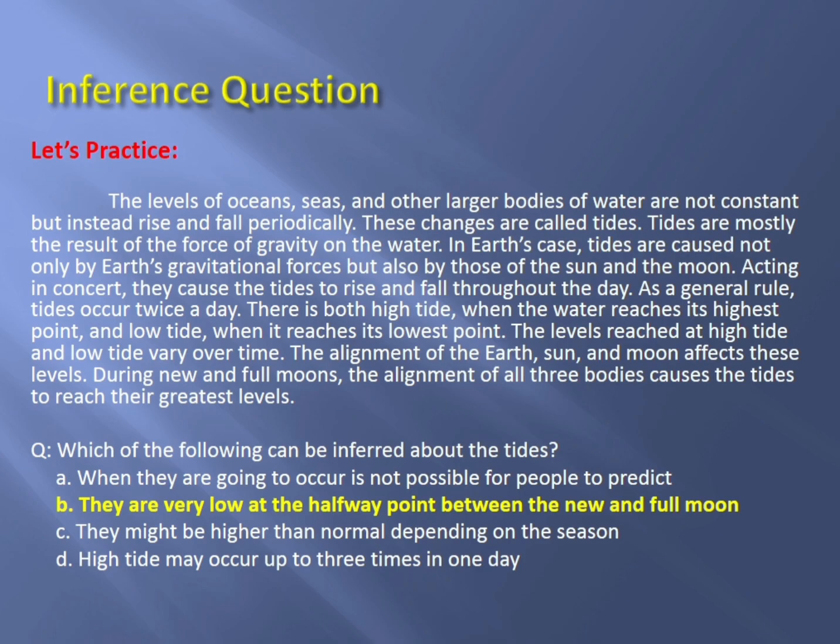The explanation there is, in the passage the author writes, during new and full moons, the alignment of all 3 bodies causes the tides to reach their greatest levels. Since the tides, according to the statement, are at their highest levels during both the new moon and the full moon, it can then be inferred that they are at their lowest point halfway between the 2 events. Still a bit confused? Okay.